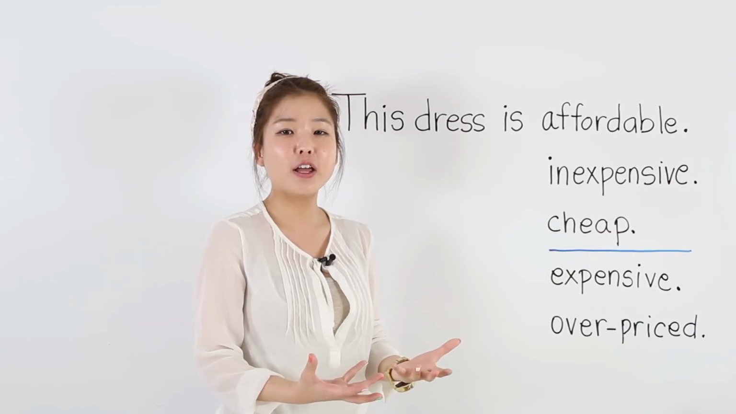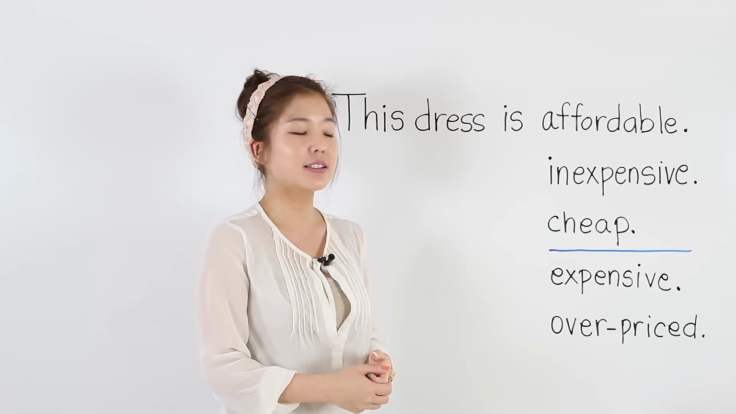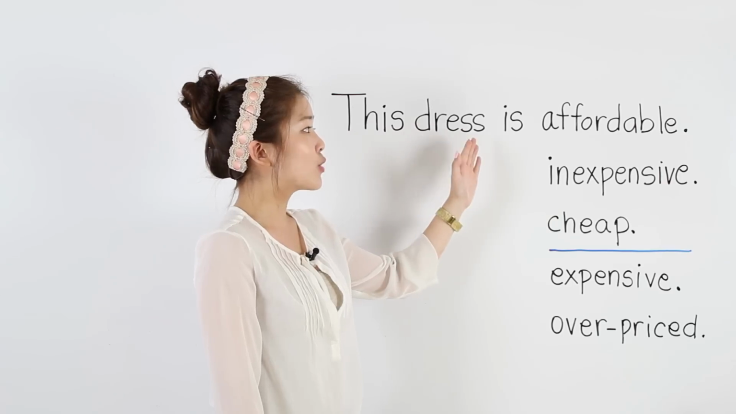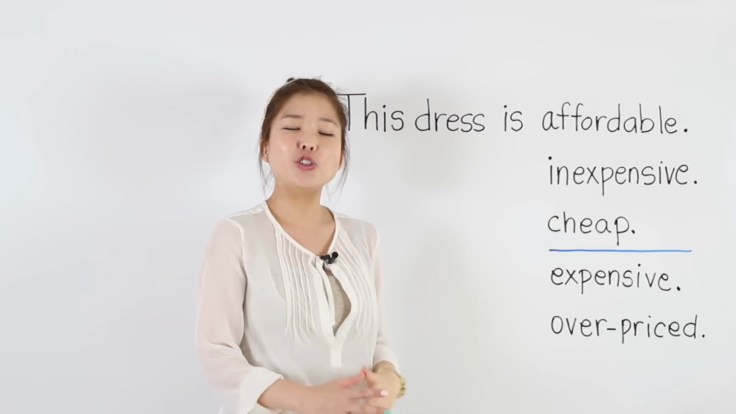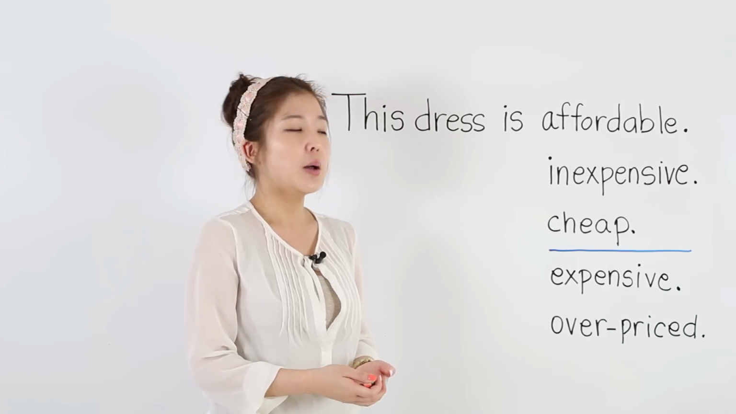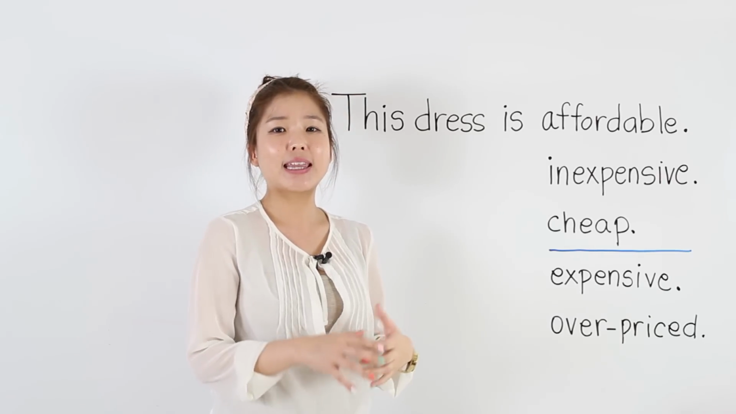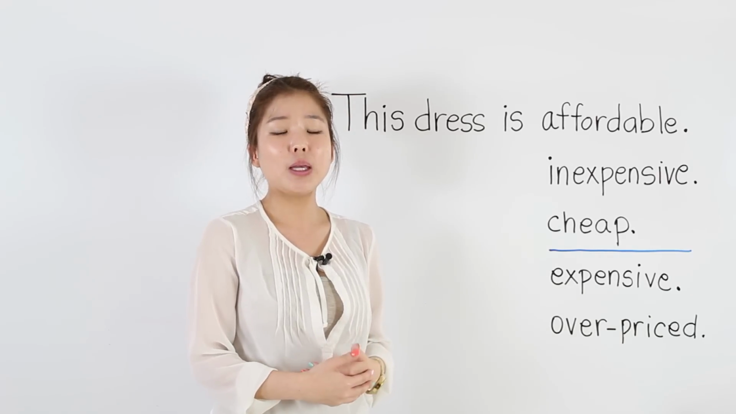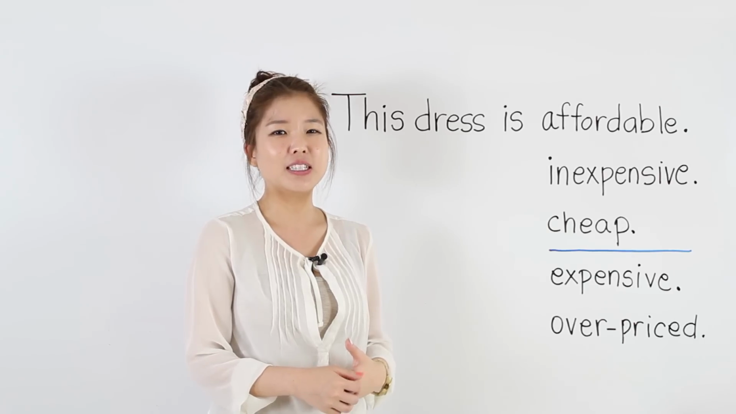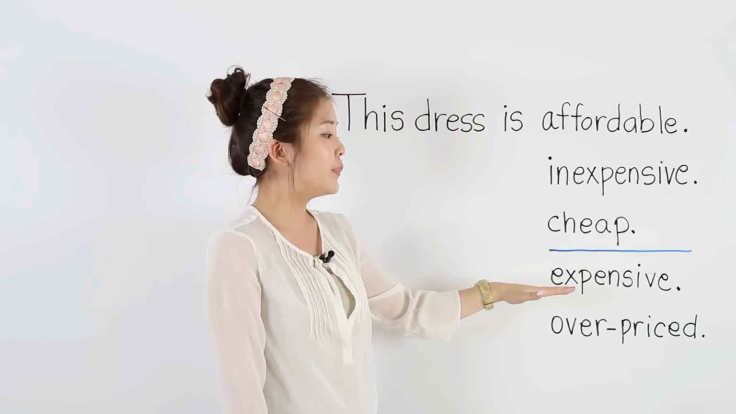Again, I have enough money to buy this. It's not too expensive. Then we have cheap. This dress is cheap. Now cheap is similar. It means it's not expensive, but it's a little bit more negative. If you say that something is cheap, people may think that the quality is not very good. It's not very nice.